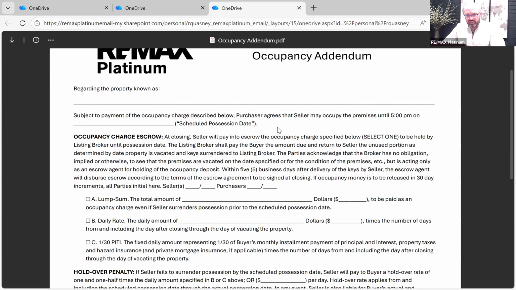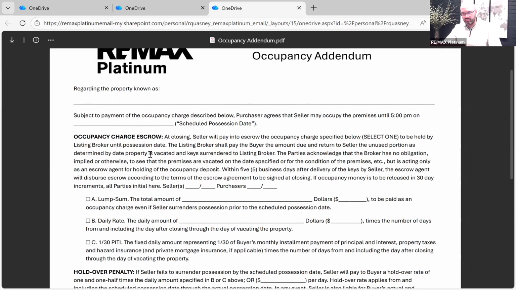All right, occupancy charge escrow. At closing, seller will pay into escrow the occupancy charge specified below to be held by the listing broker until the possession date. So the listing broker will be the escrow account rather than a title company. The listing broker shall pay the buyer the amount due and return to seller the unused portion as determined by date property is vacated and keys surrendered to the listing broker.